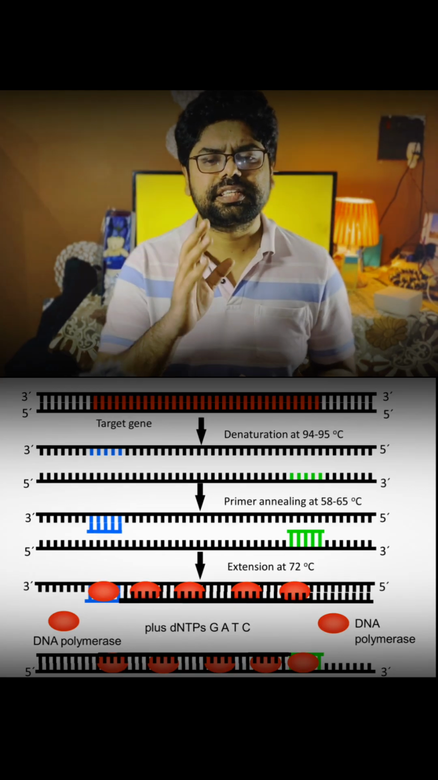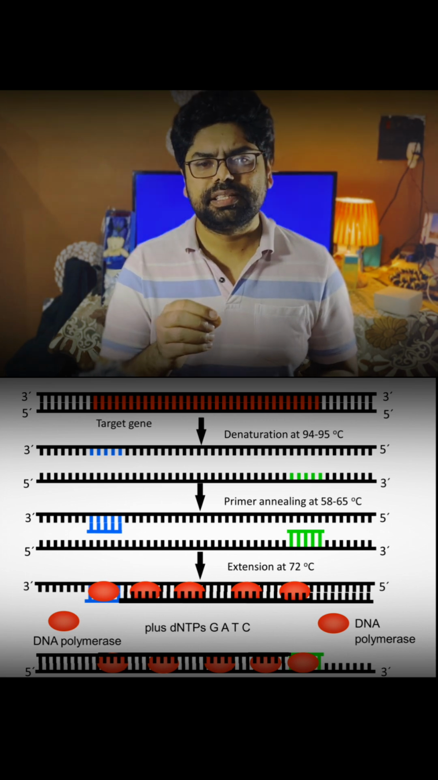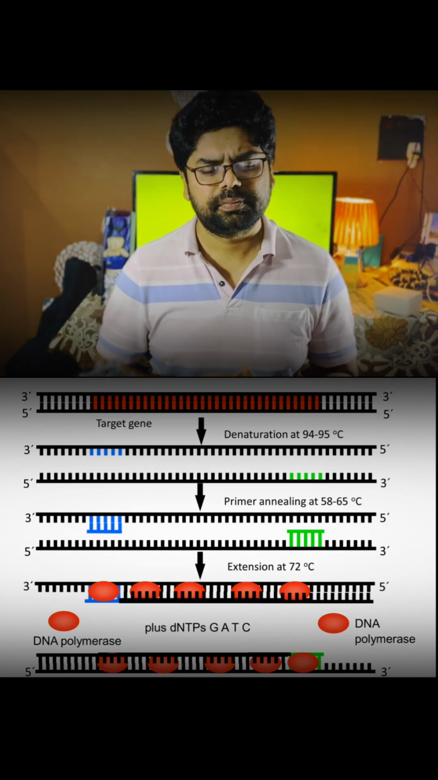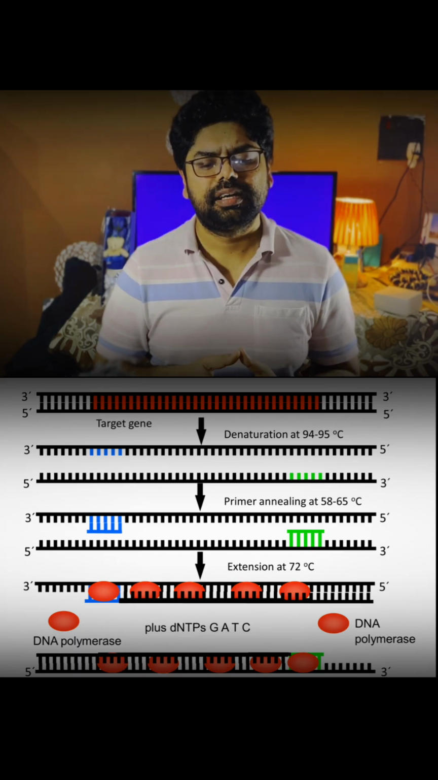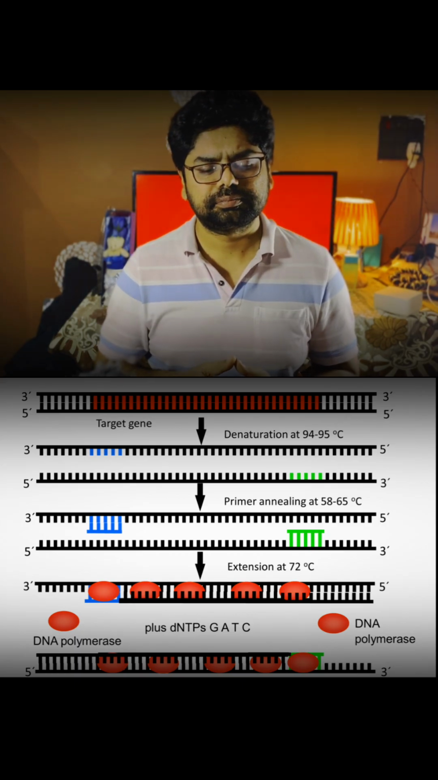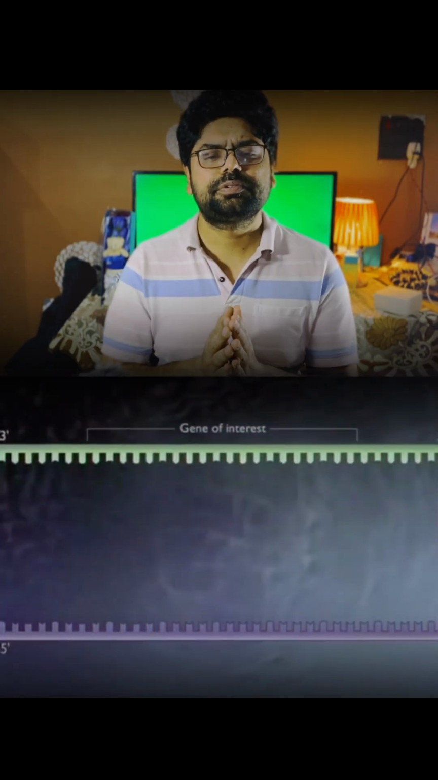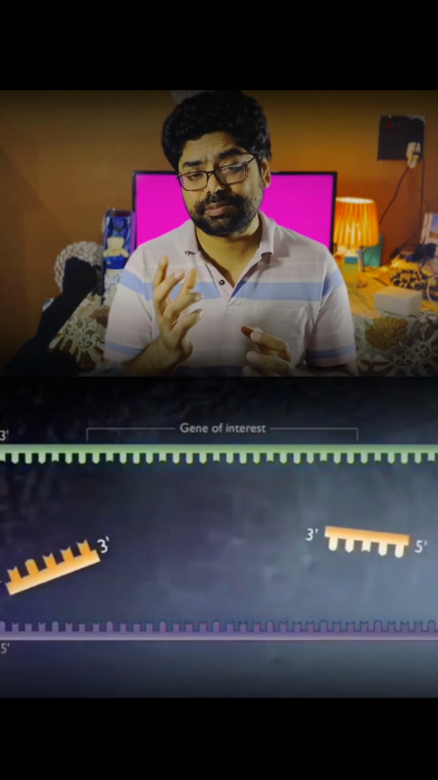Now step 3 is extension. The temperature depends upon the polymerase used. The polymerase has its optimum temperature at about 75 to 80 degrees Celsius. Now DNA polymerase synthesizes new DNA strands complementary to the DNA template strand by adding the dNTPs. The extension time depends on the DNA polymerase as well as the length of the DNA fragment to amplify. At its optimum temperature, the DNA polymerase polymerizes thousands of bases per minute.